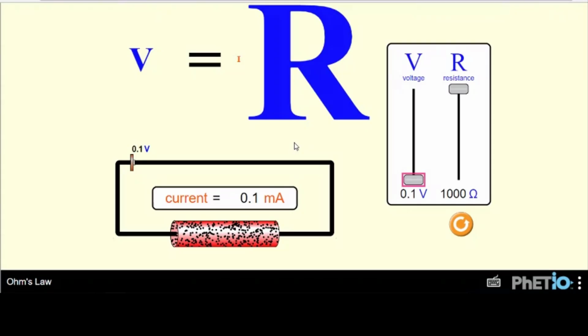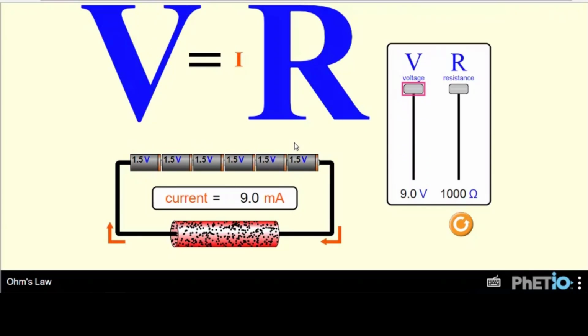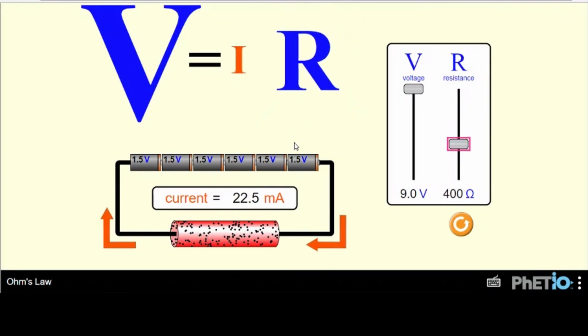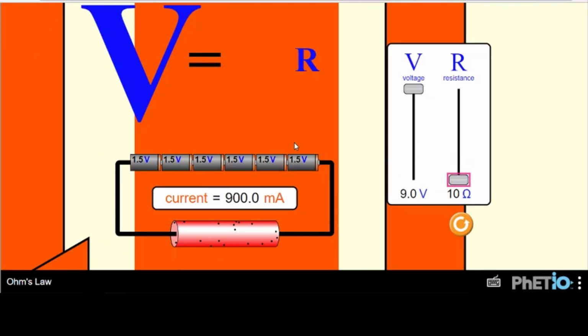V voltage 0.5 volt. 8.5 volts. As letter V shrinks, letter I shrinks. R resistance slider, 980 ohms, 220 ohms, 200 ohms. Control panel, mute, heading level 2, control panel.